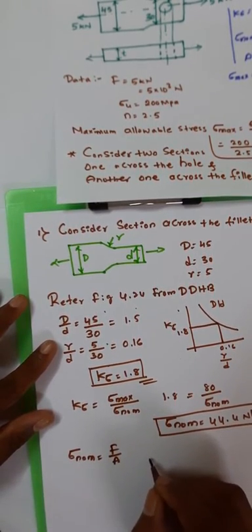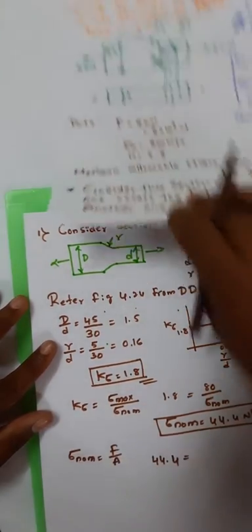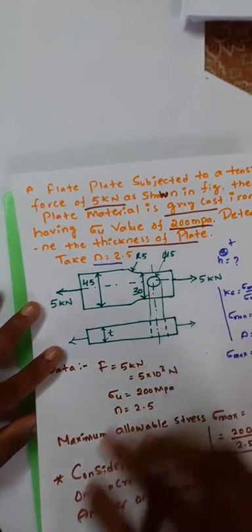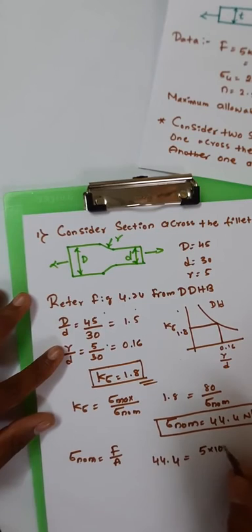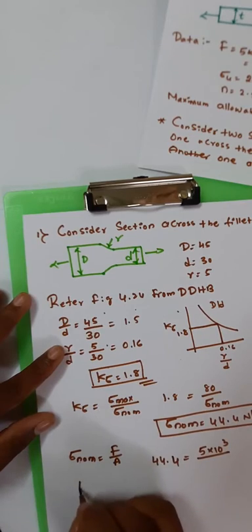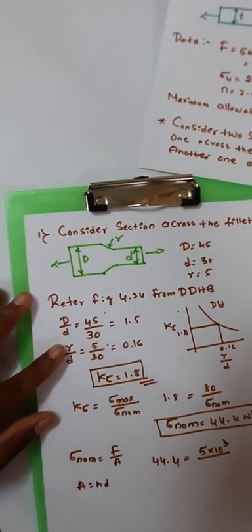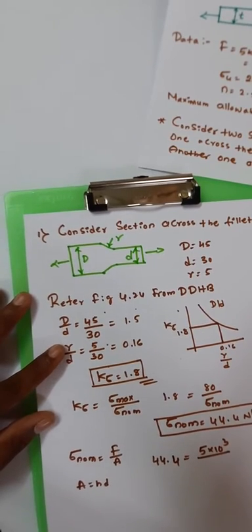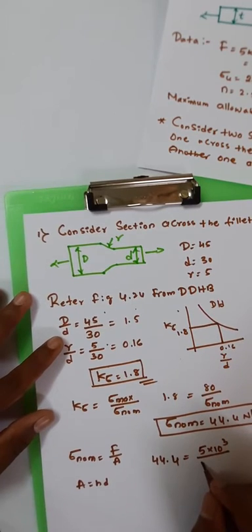If you substitute all the values into this equation, 44.4 is equal to F, the tensile force acting on this particular plate, which is 5 kilonewton, that is 5 into 10 to the power 3, divided by A. What is the value for H? Where A is equal to H into D, the area.